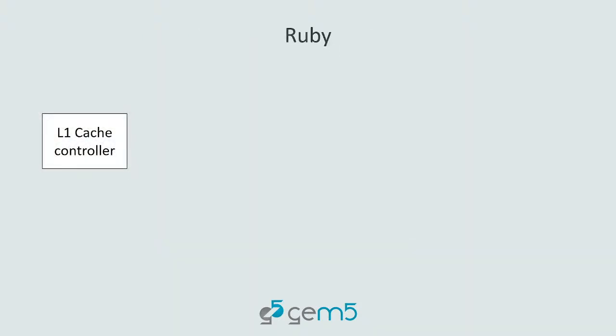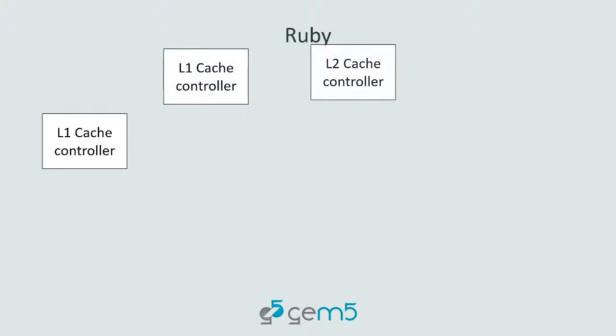OK, so then within Ruby, and I think Marjan showed this picture the other day, but I'll show it again, we have a bunch of controllers. So we have L1 cache controllers, L2 cache controllers, directory controllers. And each one of these controllers implements some kind of state machine to transition between these different states on different actions.